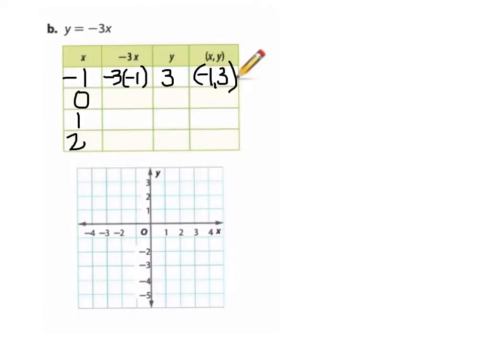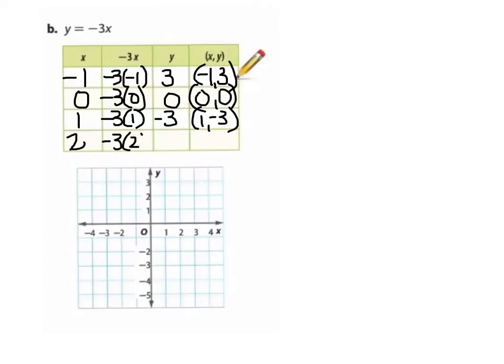All right, we're going to input our 0. We have -3 times 0. That gives us 0. Our ordered pair is going to be (0, 0). Next one, we have -3 times 1, and that gives us -3. Ordered pair is going to be (1, -3). -3 times 2 is -6. Ordered pair is going to be (2, -6).